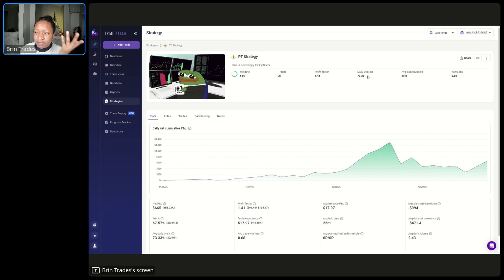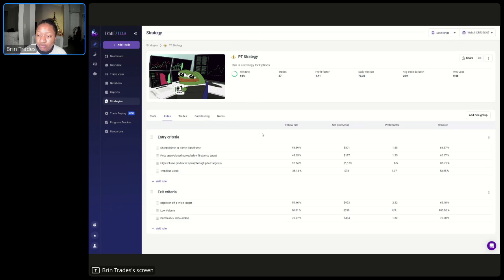I have a daily win rate of 73. That's actually pretty good. So at least tracking your strategies lets you know your probability, which strategy is a higher probability compared to another. And what I also like is when you go to rules, it shows you which entry criteria has the highest win rate as well. So me charting in a 15 or 5 minute time frame, I have a 94% follow rate and a 68% win rate.